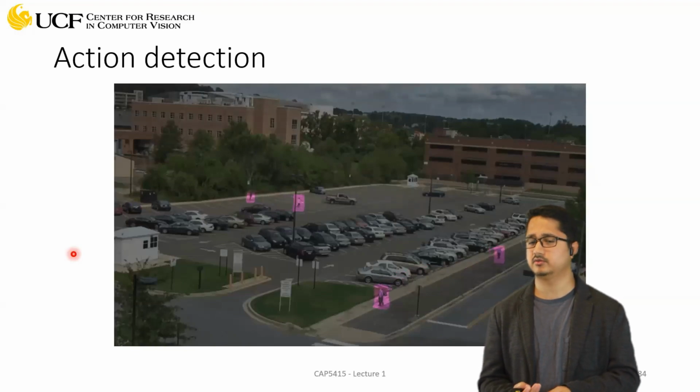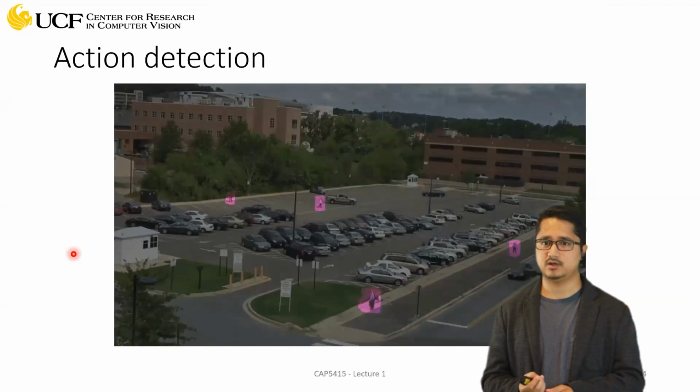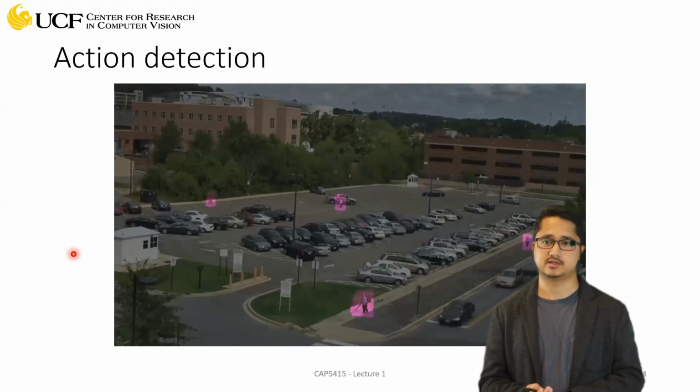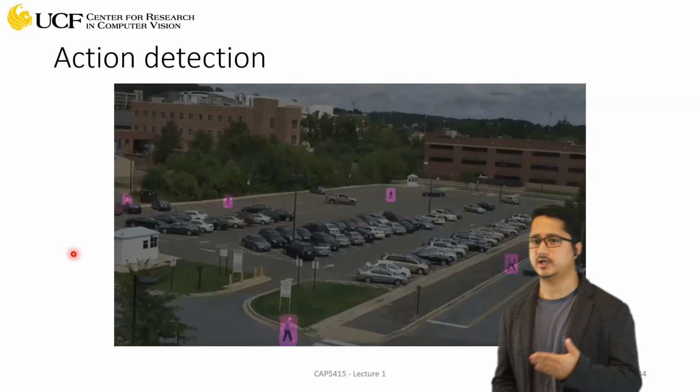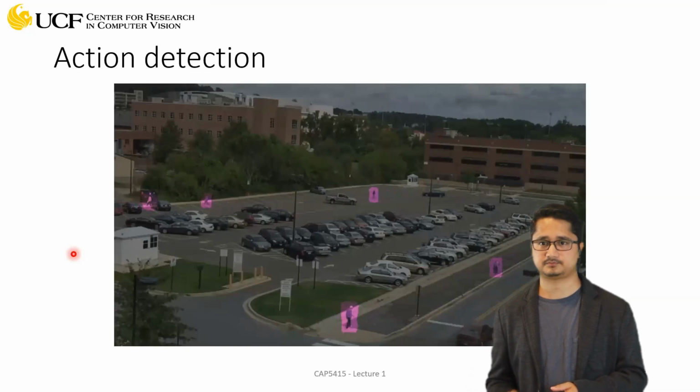In this case, it's a very challenging case. It's a surveillance video with multiple people walking. It shows how they are detected, and we also know which activity these individuals are performing. So it's much more challenging than just object detection or activity recognition.